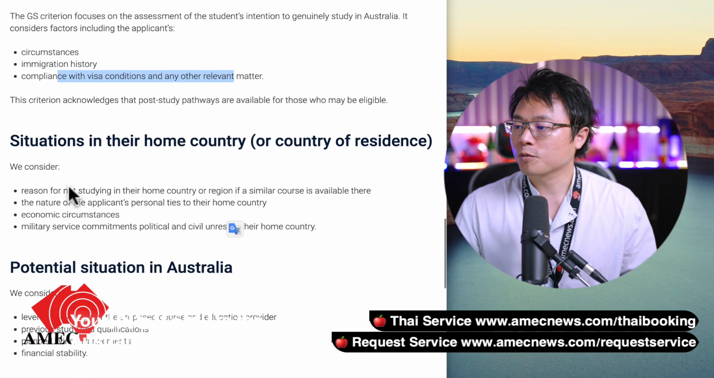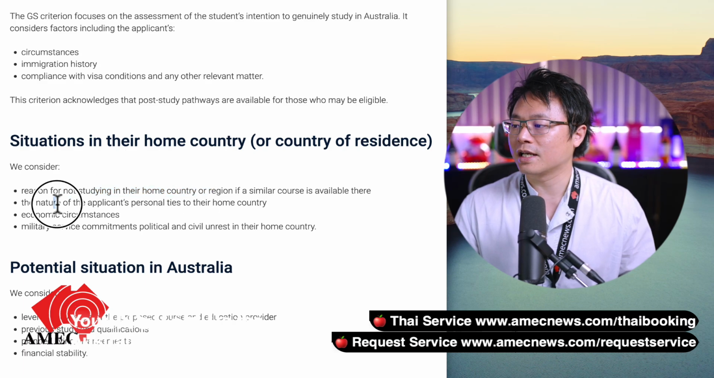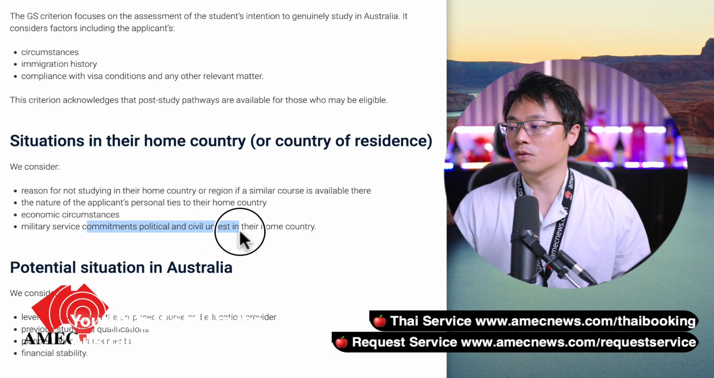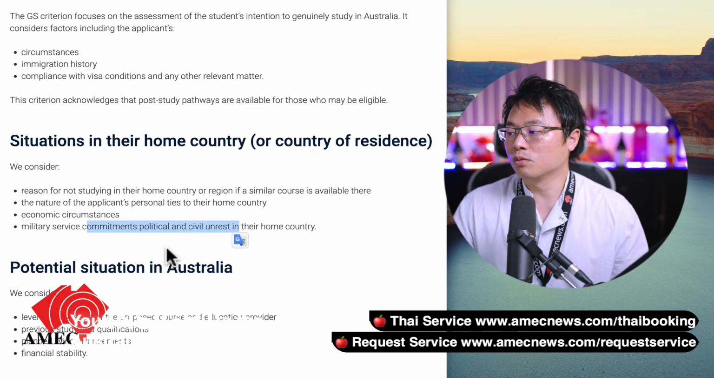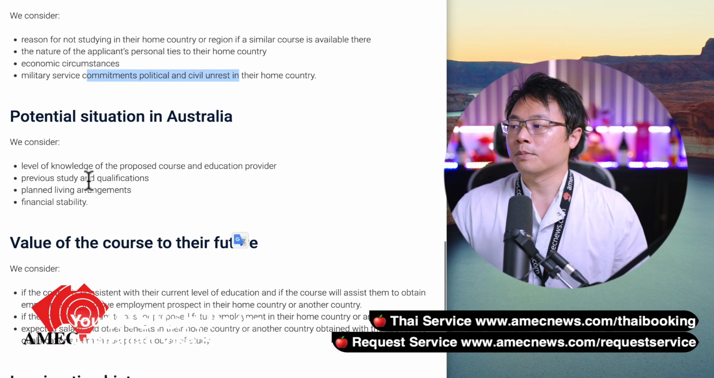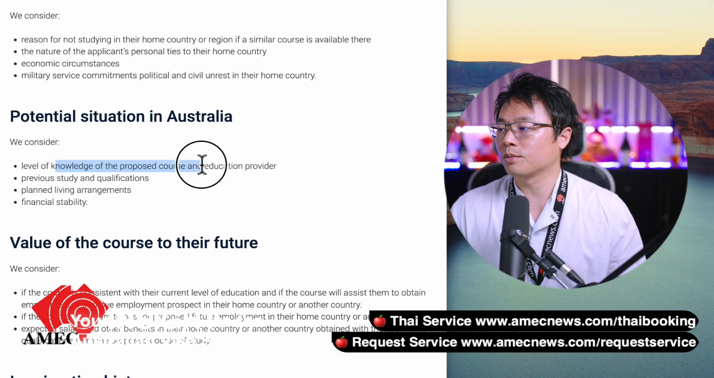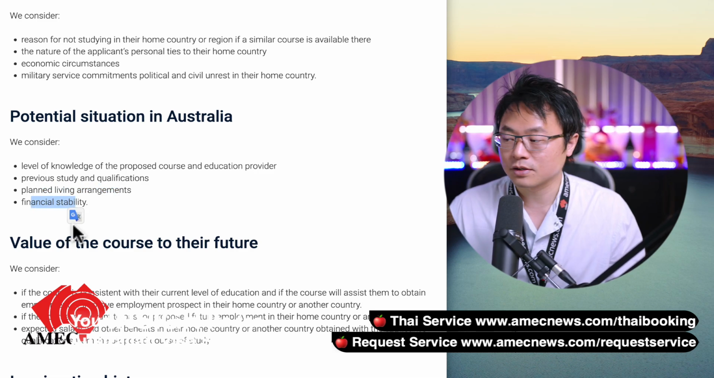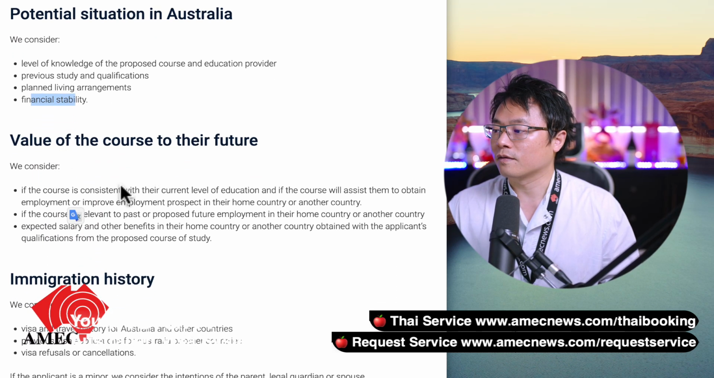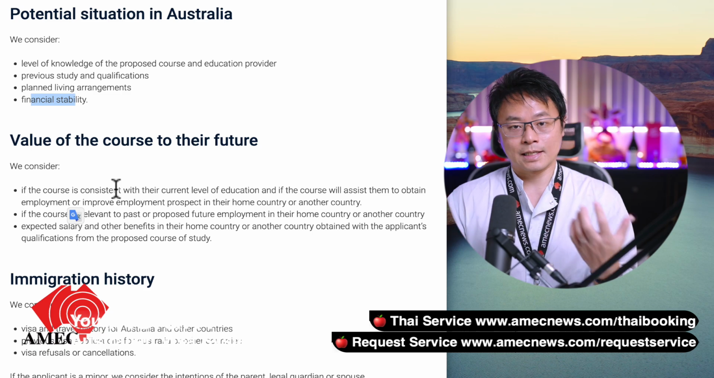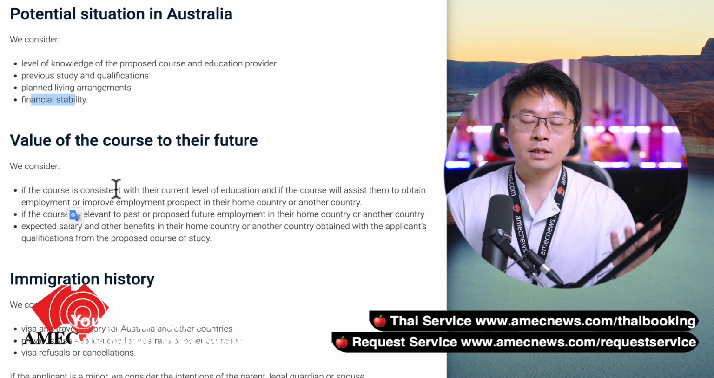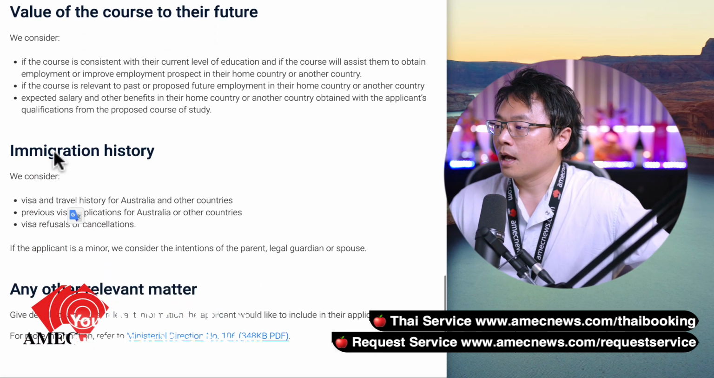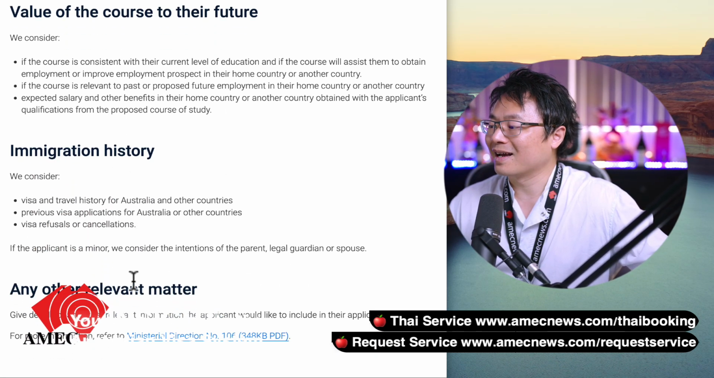Situation in the home country: reason for not studying in your home country, nature of applicant's personal time, home country economic circumstances, military service commitments, or any civil unrest or whatever that is in your home country. Potential situation in Australia: knowledge of proposed course, study qualification, living arrangement, financial stability, and the value of a course. So how the completion of the intended study will actually enhance your career profile in the future. Immigration history, we have gone through that, and any other relevant matters.